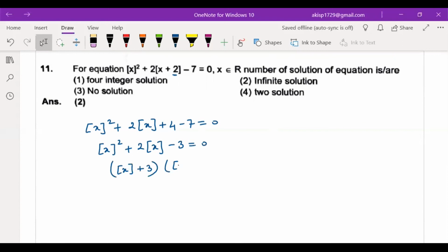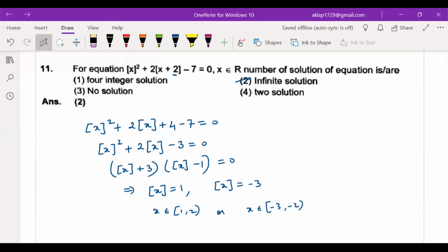So this is going to imply greatest integer of x is either 1 or greatest integer of x is minus 3. If greatest integer of x is 1, this itself tells me that x can take values from 1 to 2. So here only I can say that there are infinite solutions. Or you can also have x from minus 3 to minus 2, so that's also adding up to more infinite. So in this case I'll have infinite solutions.